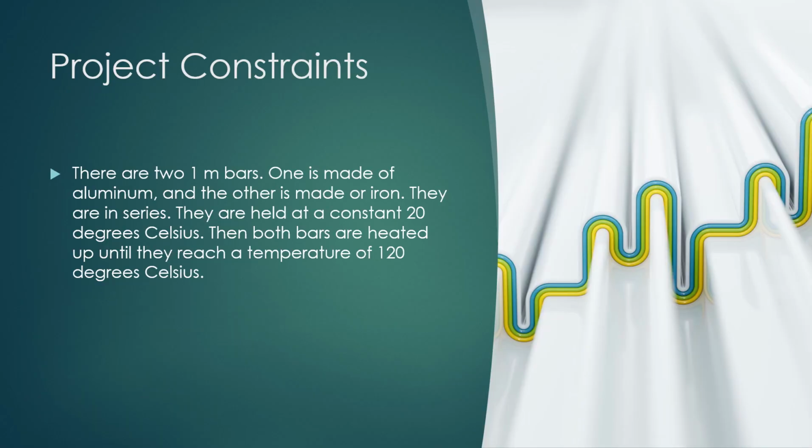Alright, for our project, the constraints are we're going to have two 1-meter bars, and one is going to be made out of aluminum, and the other is going to be made out of iron, and they're going to be in a series. And they're going to be held at a constant 20 degrees Celsius. Then both bars are going to be heated up, each to a temperature of 120 degrees.